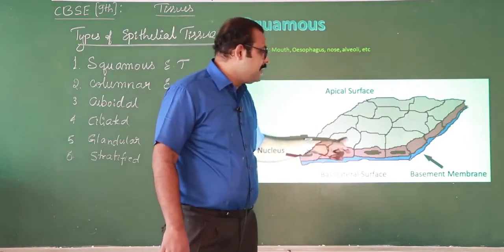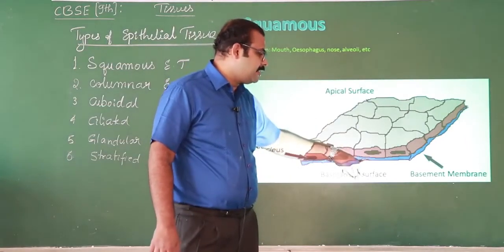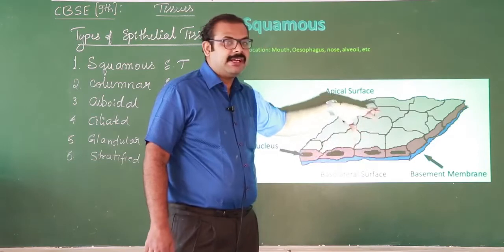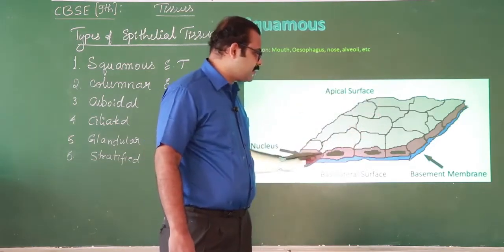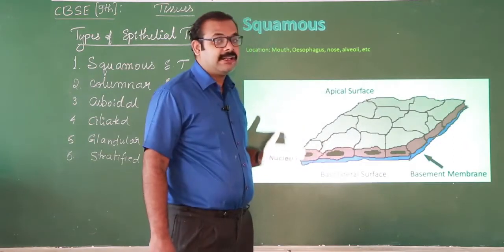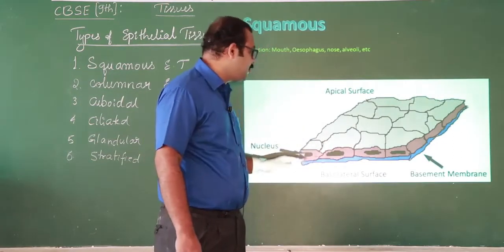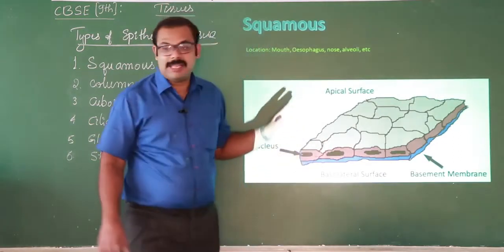And here these epithelial tissues rest on the basement membrane, which is nothing but a connective tissue. So this provides protection to the internal organs and parts of the body. This is about the squamous epithelium.